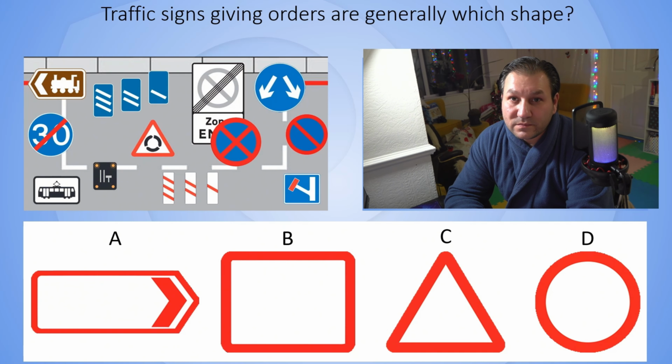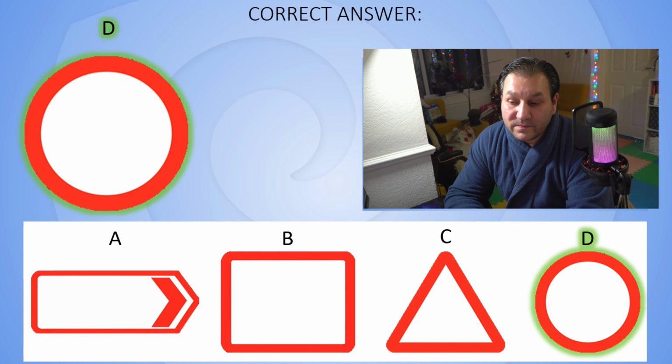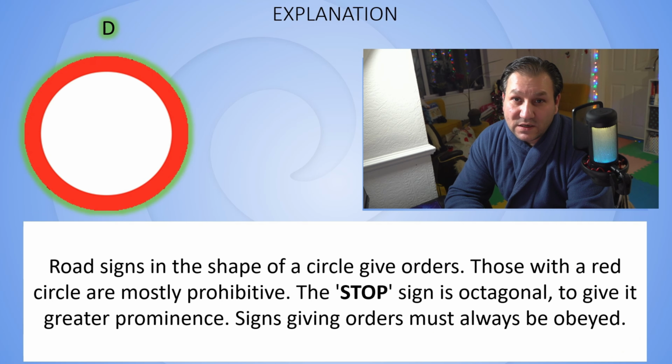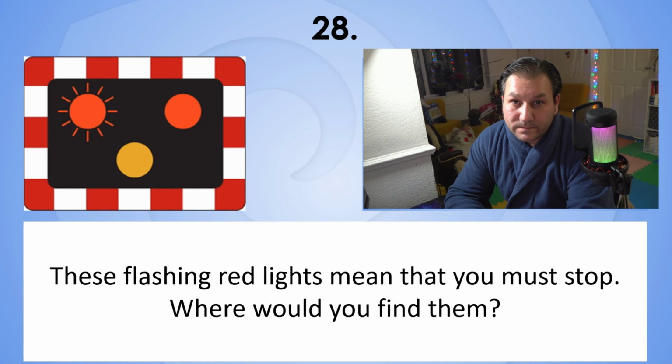27. Traffic signs giving orders are generally which shape? A, B, C, or D? The correct answer is D. Explanation. Road signs in the shape of a circle give orders. Those with a red circle are mostly prohibitive. The stop sign is octagonal to give it greater prominence. Signs giving orders must always be obeyed.